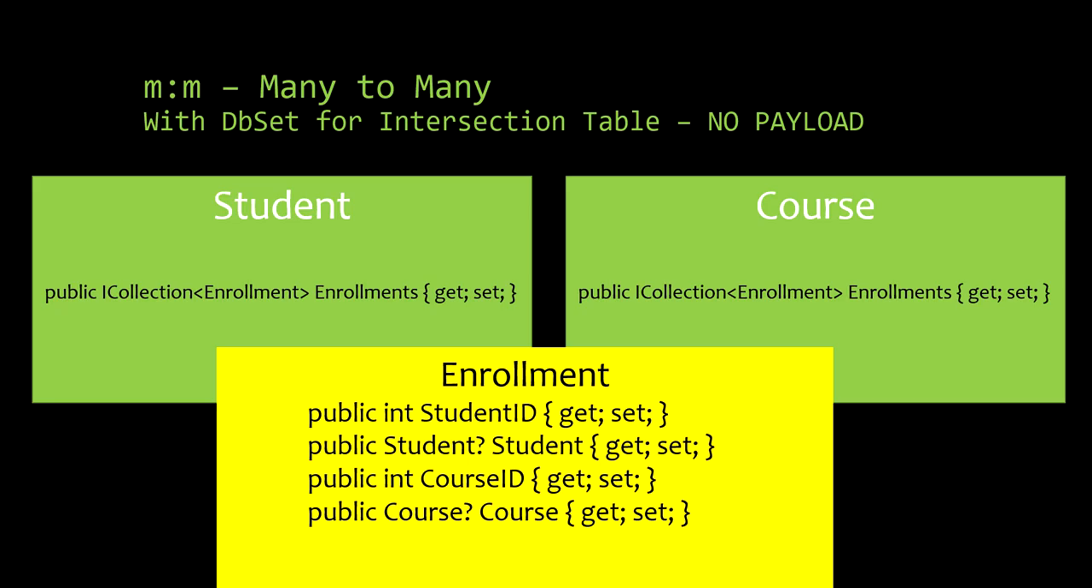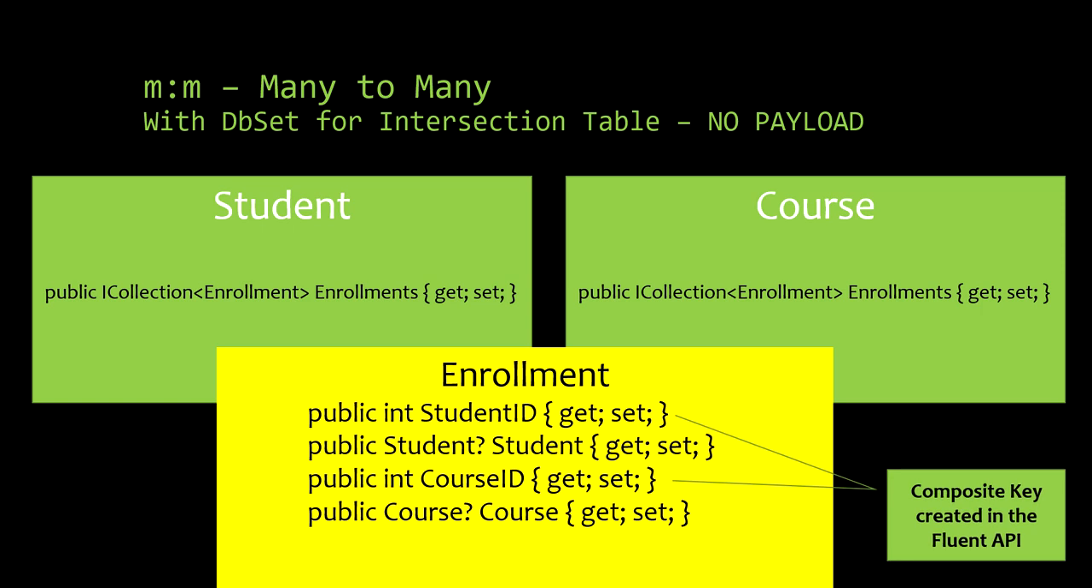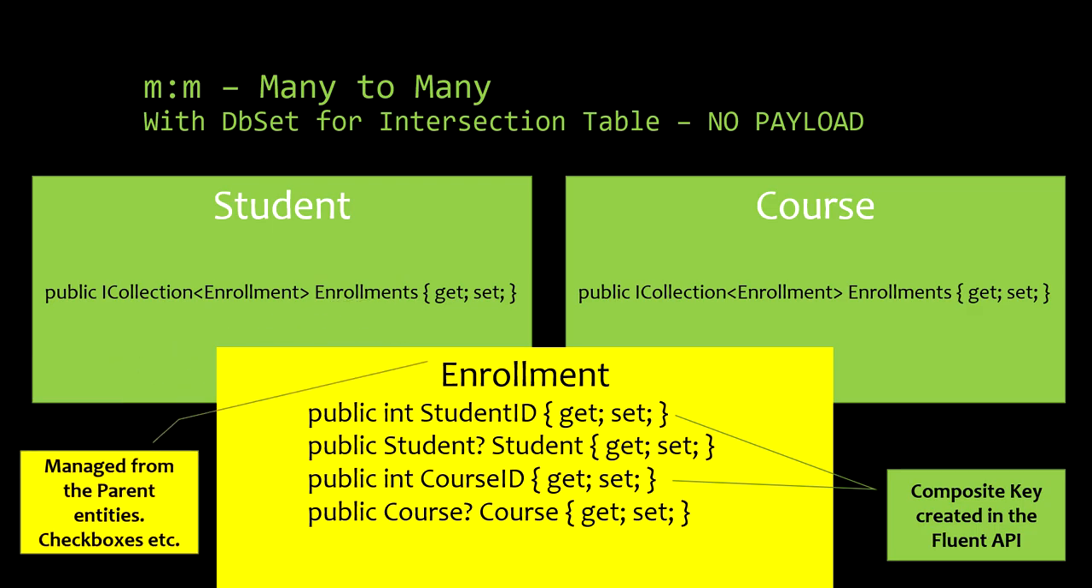Okay, quick reminder here then. What we end up doing in the associative or intersection table is we create a composite key for the primary key, a combination of the two foreign key integers, right? And that gives us our primary key. Normally, if you ever needed to access this entity directly, it's easier if it has its own separate primary key, but that's not the case. We never actually directly even create a controller for the intersection table, right? It's managed from the parent entities.